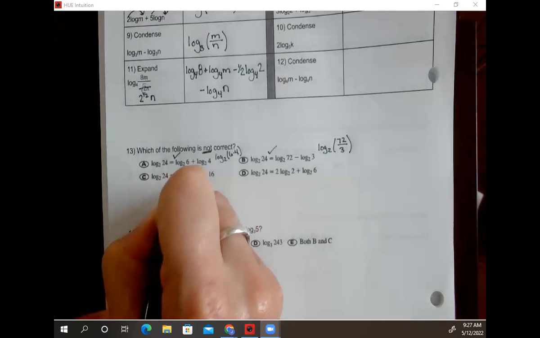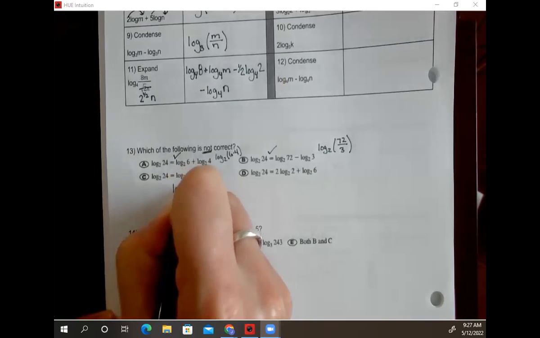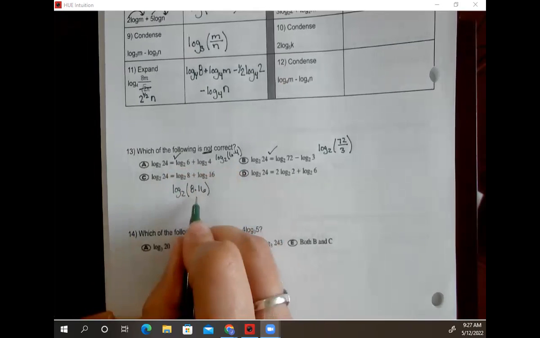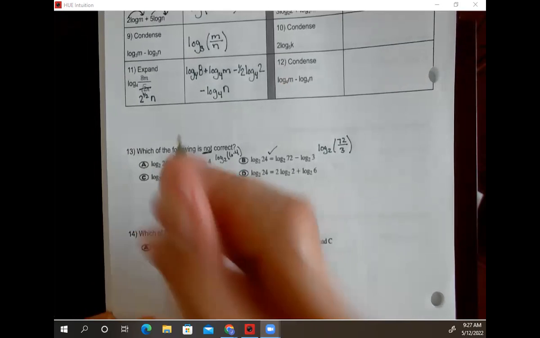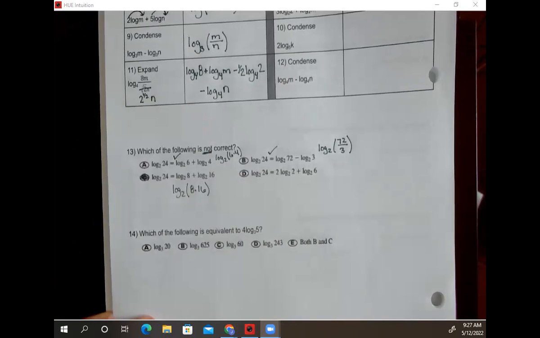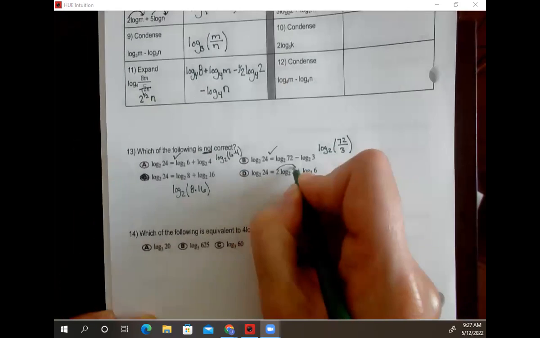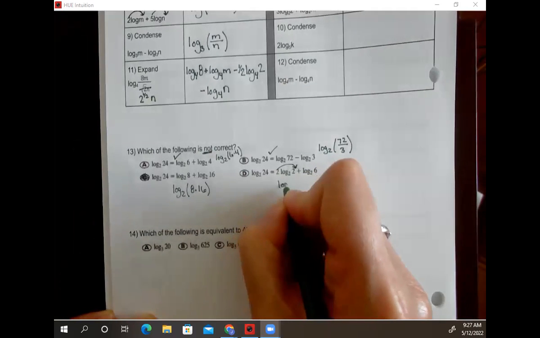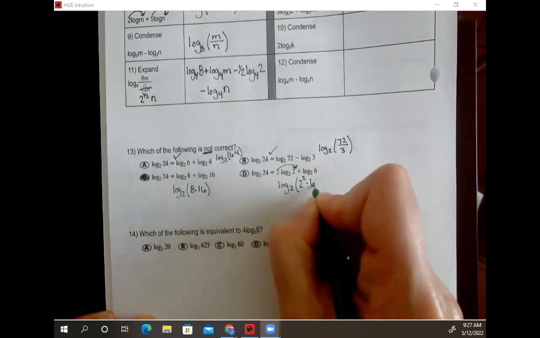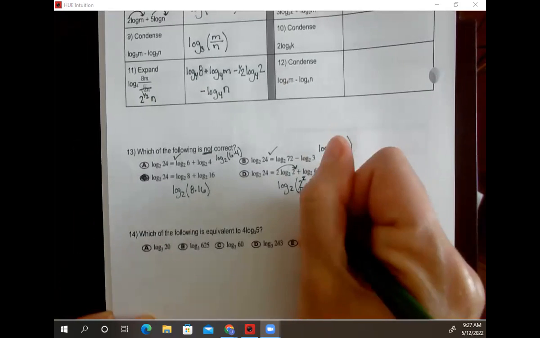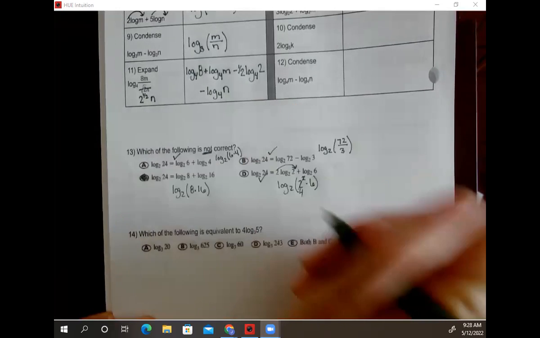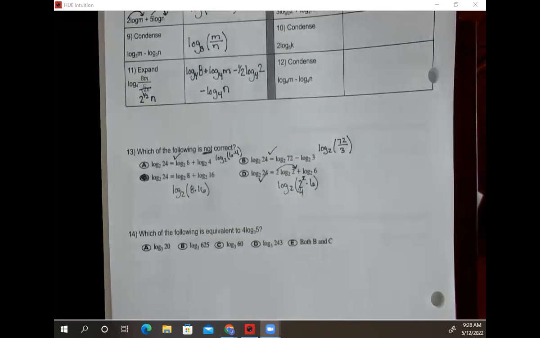For C, if I condensed it, this would be log base 2 of 8 times 16. Is 8 times 16 equal to 24? No. So this one is not correct. Let's check these. So this would come up here as an exponent. So I would have log base 2 of 2 squared times 6. So 2 squared is 4, and we already said 6 times 4 is 24, so this one's okay too. Just see there, it was incorrect.